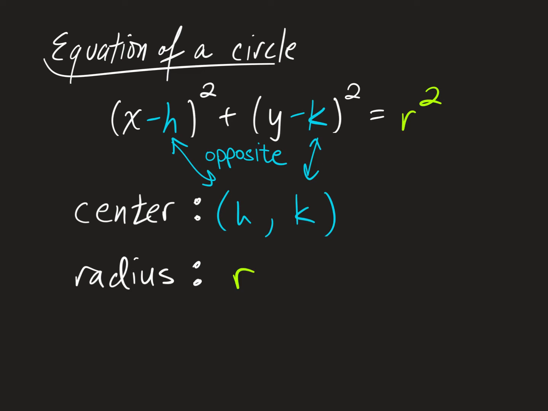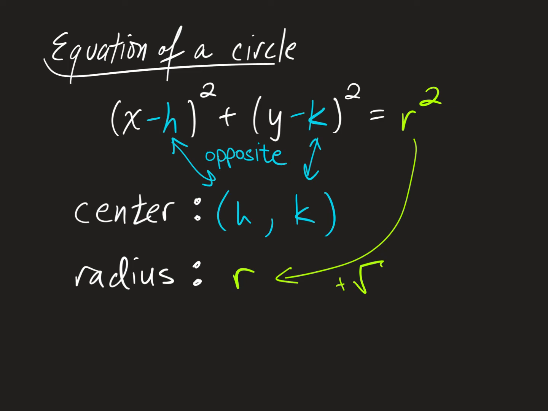Now the only other part to a circle that we've got to talk about is the radius. And when you go from the equation to finding the radius, you will have to take the positive square root of what's in the equation. And if you're going to go backward, then you will have to square r to get the r squared.